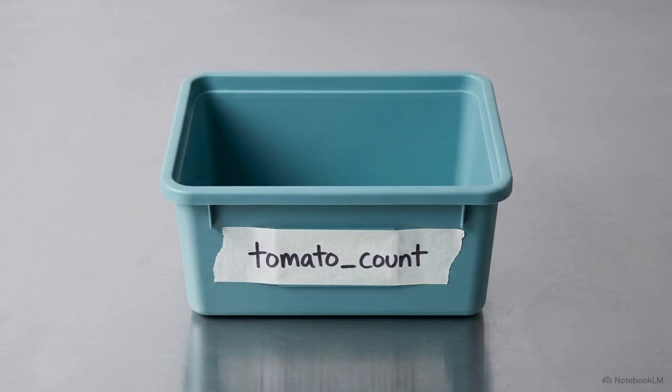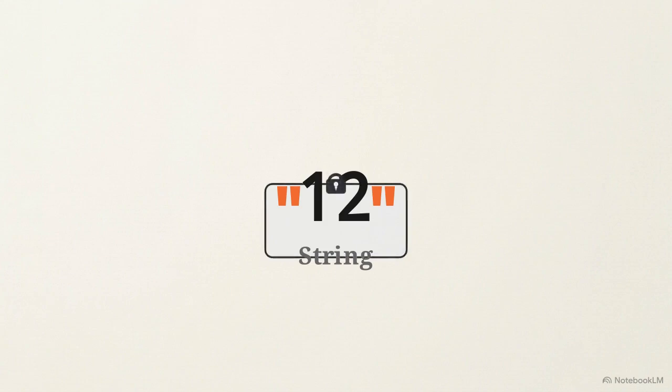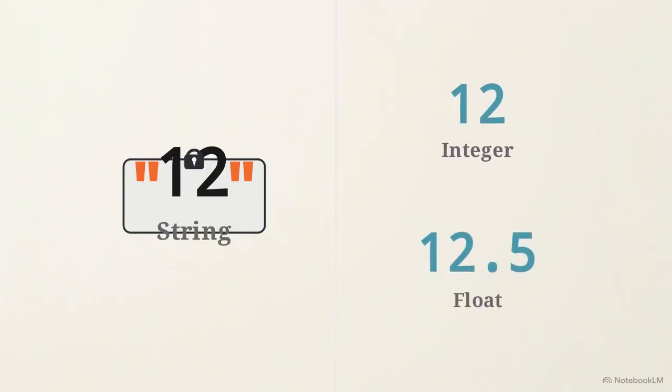So you have a properly labeled container. The computer knows where the data is, but it still doesn't know what the data actually is. This is where data types come in. If your data is a string, meaning plain text, you must wrap it in quotation marks. This strictly tells the computer, treat this as text. Integers and floats are raw mathematical values. Integers are whole numbers, and floats are decimals. Notice how they explicitly drop the quotation marks.